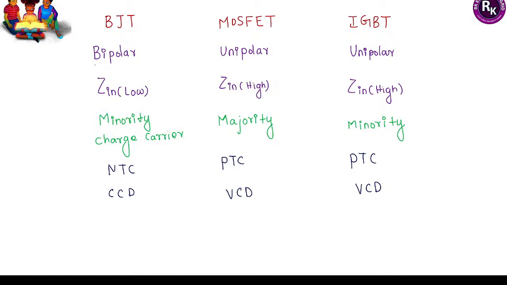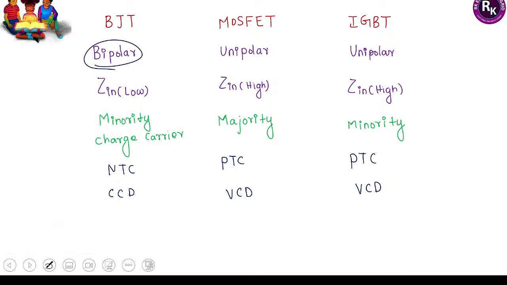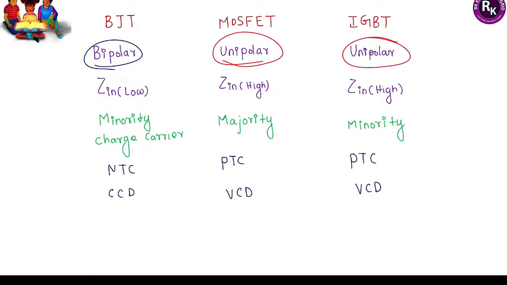First thing, BJT is a bipolar device. And when we talk about MOSFET, MOSFET is a unipolar device. And in case of IGBT, of course, it is also unipolar. Similarly, if you talk about the input impedance, for the BJT it is always very low, whereas for MOSFET and IGBT it is always very high.